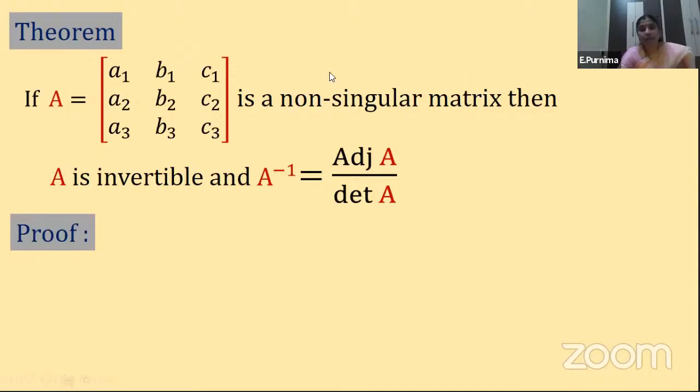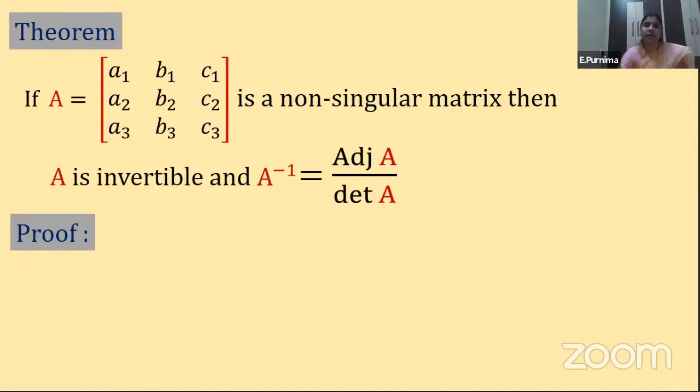But when can you have that inverse? Means the condition is A must be a non-singular matrix. Means what? The determinant of A should not be equal to 0. Whenever you are asked to find the inverse, the first thing you have to check is whether it is a non-singular matrix or not. Means whether the determinant is 0 or not. If the determinant is 0, then simply we can write it is a singular matrix, inverse does not exist.